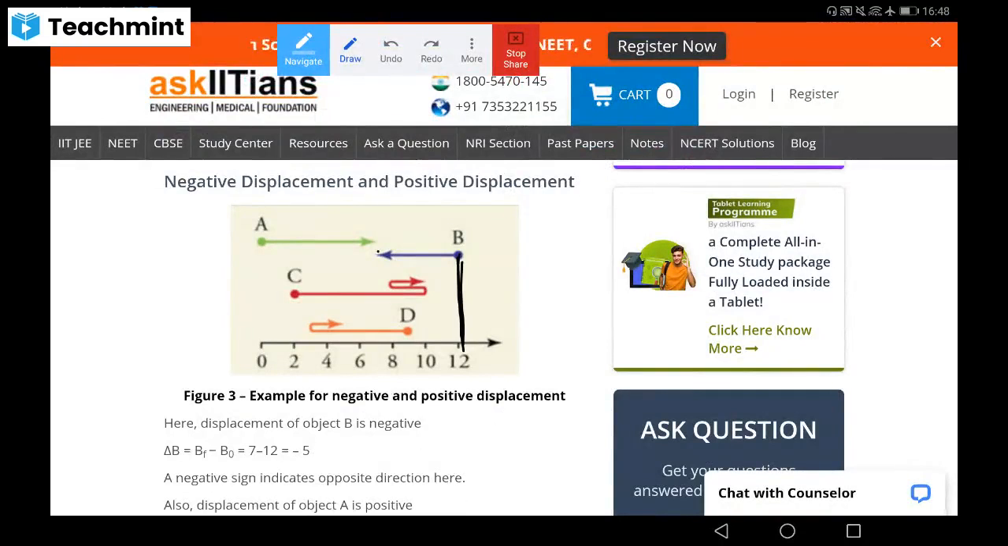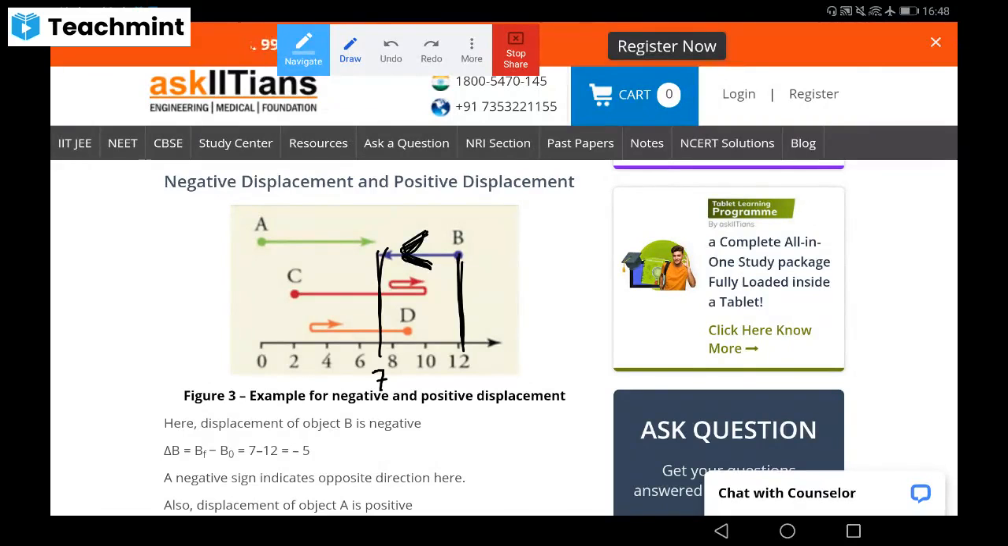And he is coming to this point, that is 7. Between 6 and 8 means it is 7. So this is a negative displacement because the direction is opposite to your direction. Okay, and how much of negative displacement has occurred over here?